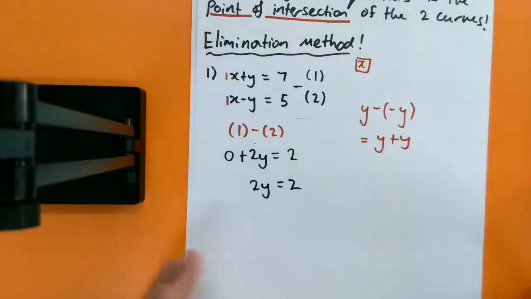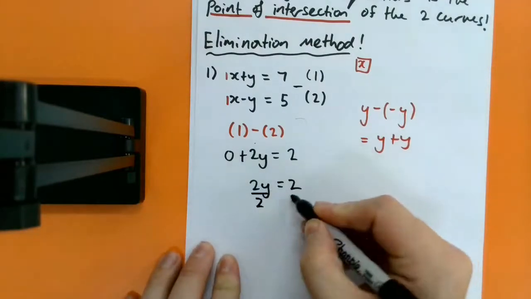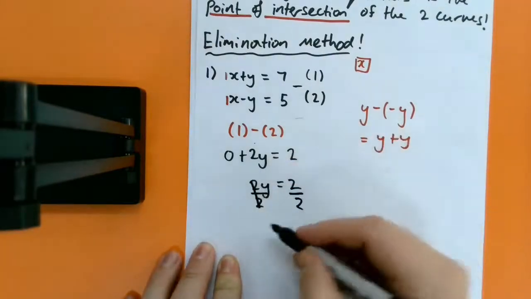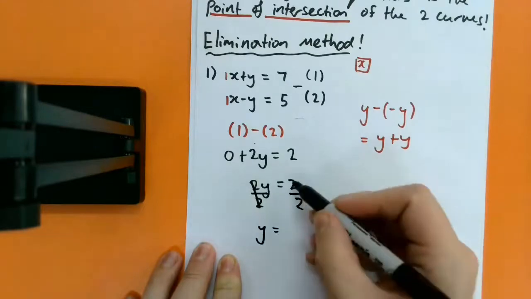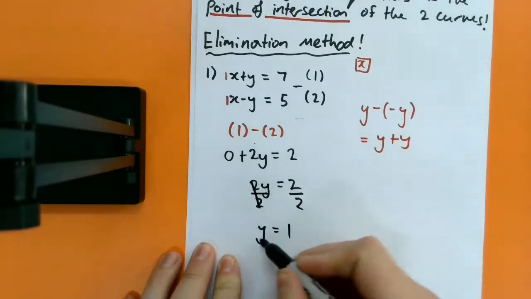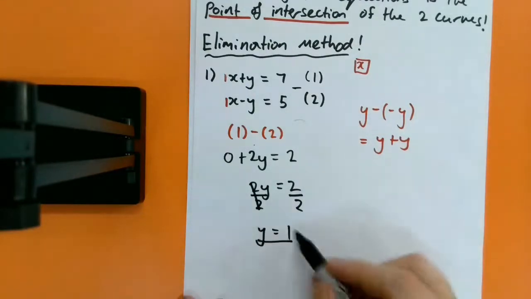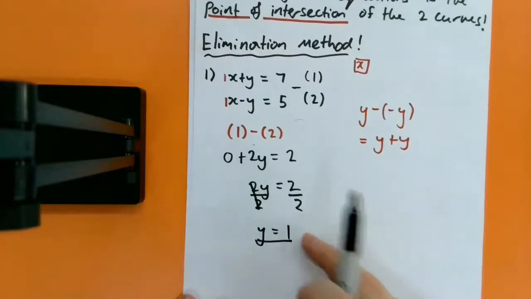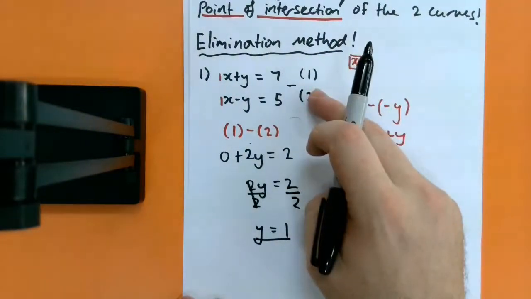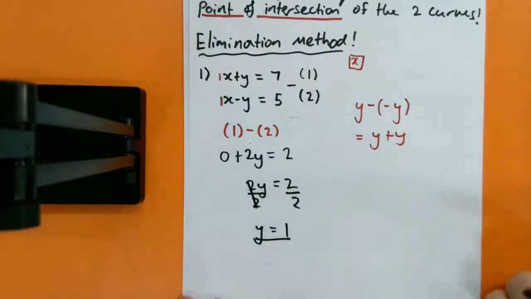Okay, so to solve this we just need to divide both sides by 2, and end up with y is equal to 2 divided by 2, which is 1. But we're not finished yet. What we need to do now, if we found a solution for y, is plug this back into one of our two equations, so we can find a solution for x.